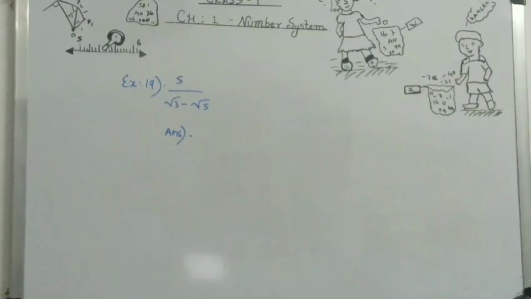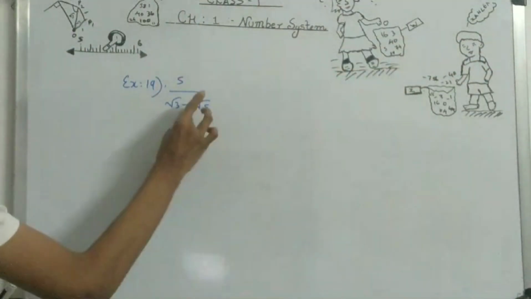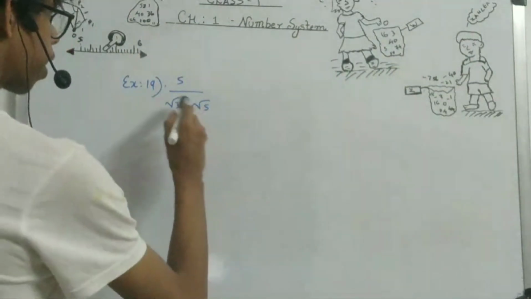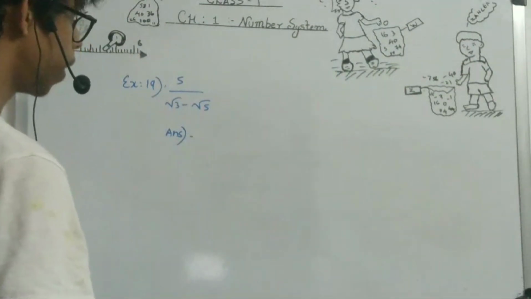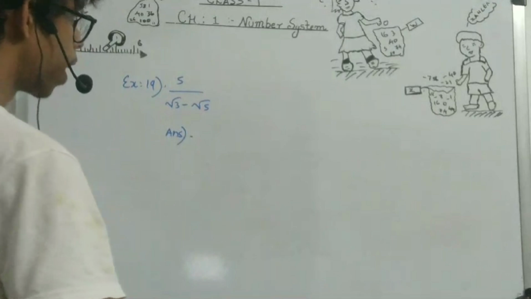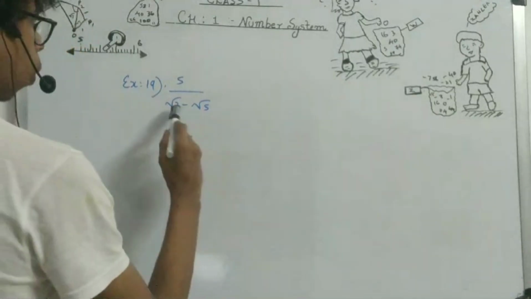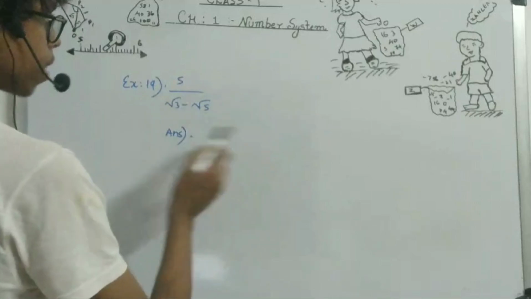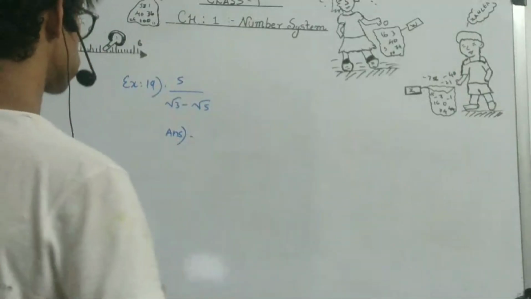Here example number 19 is, rationalize the denominator of 5 by root 3 minus root 5. So just see over here, just like a previous question, here there is a minus or a plus sign in the denominator. Here we are having a minus sign. So what should we do? We have to multiply and divide it with the conjugate. So the conjugate here is root 3 plus root 5. The conjugate of root 3 minus root 5 is root 3 plus root 5.